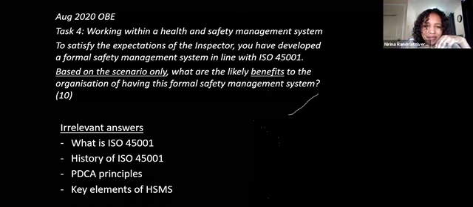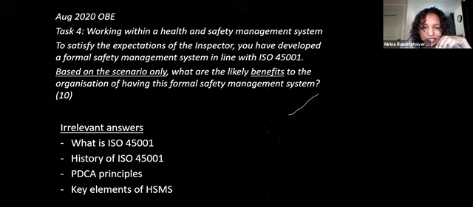Why? Probably because you look at the question and you see the words safety management system. So automatically what comes into mind is the key elements of a health and safety management system, and then you list everything: policy, organizing, and so on. This is not correct because those are not the benefits. The question is just the benefits of having a formal safety management system. So in this case, you cannot talk about the key elements.